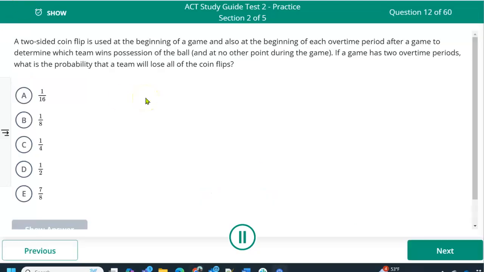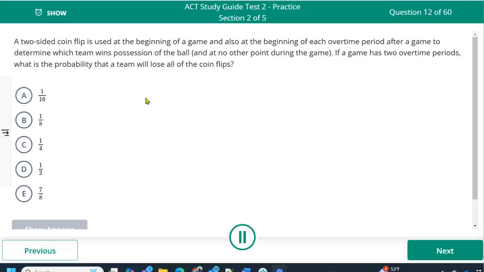A two-sided coin flip is used at the beginning of a game and also at the beginning of each overtime period after a game to determine which team wins possession of the ball, and at no other point during the game. If a game has 2 overtime periods, what is the probability that a team will lose all of the coin flips?